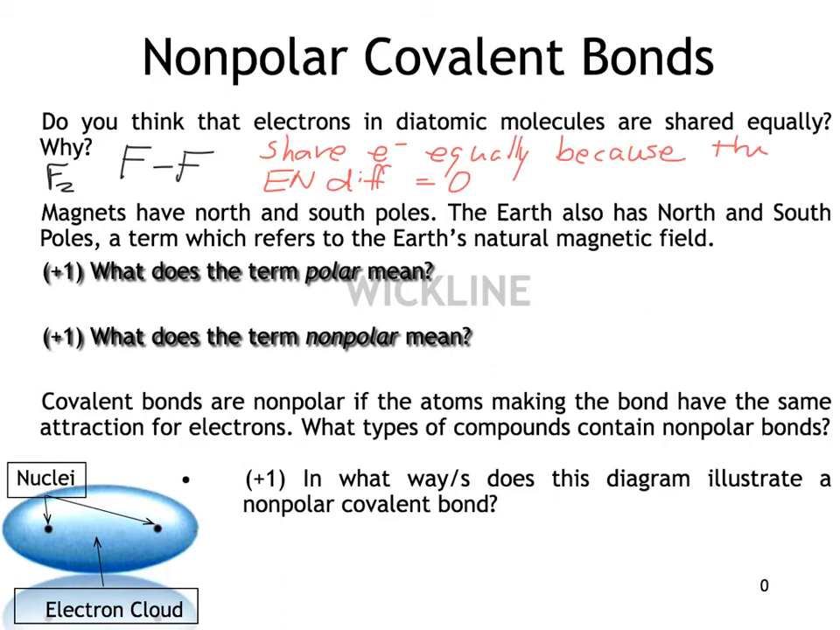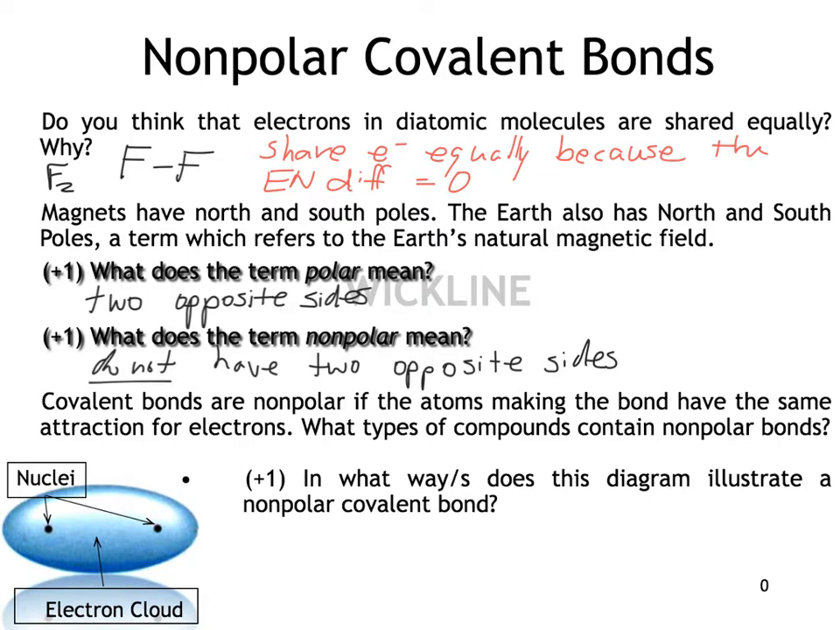The next question says that magnets have north and south poles. The Earth also has north and south poles. And the word pole is just referring to this concept of two sides being opposites. And if that's what polar means, then the word nonpolar would mean that you do not have two opposite sides.